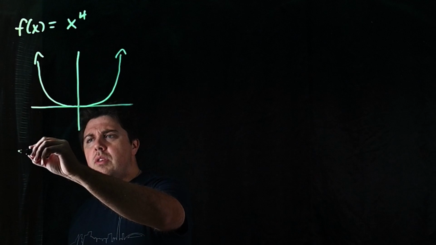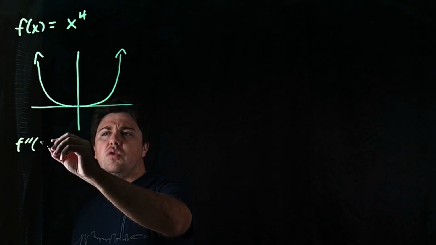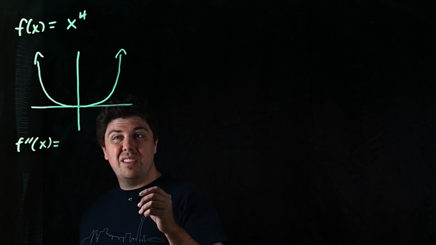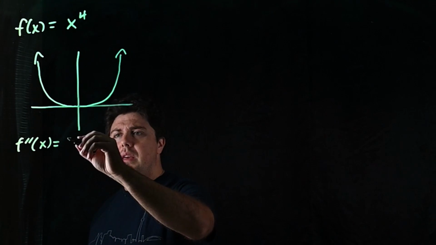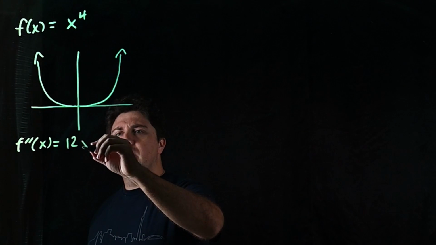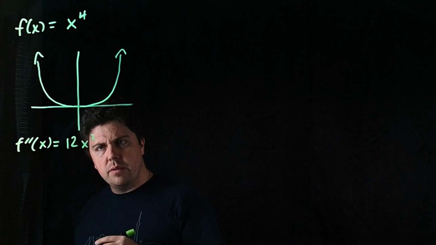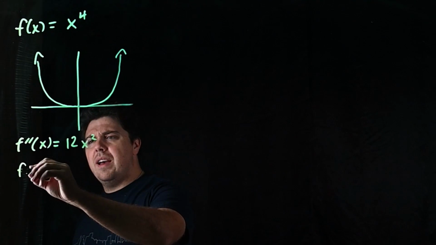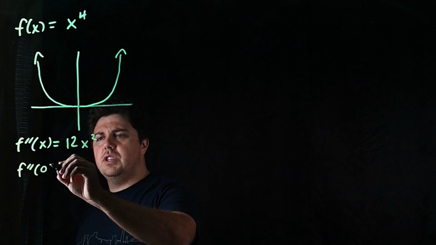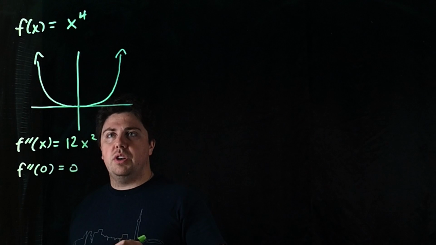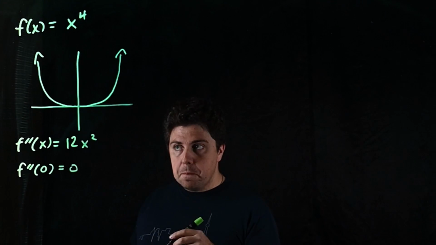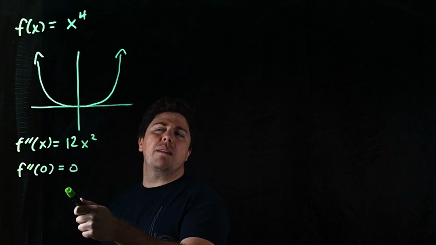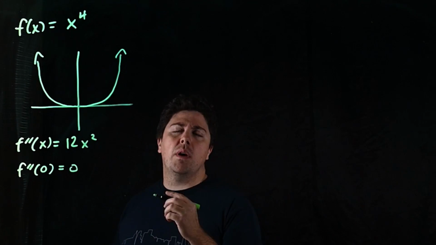Note that if you take the second derivative of f, that's going to be 12x squared. So note that we have f prime prime of 0 is going to be equal to 0. I think we can agree that this doesn't look like an inflection point, but the second derivative of that point is 0. So this is why we have to be careful.